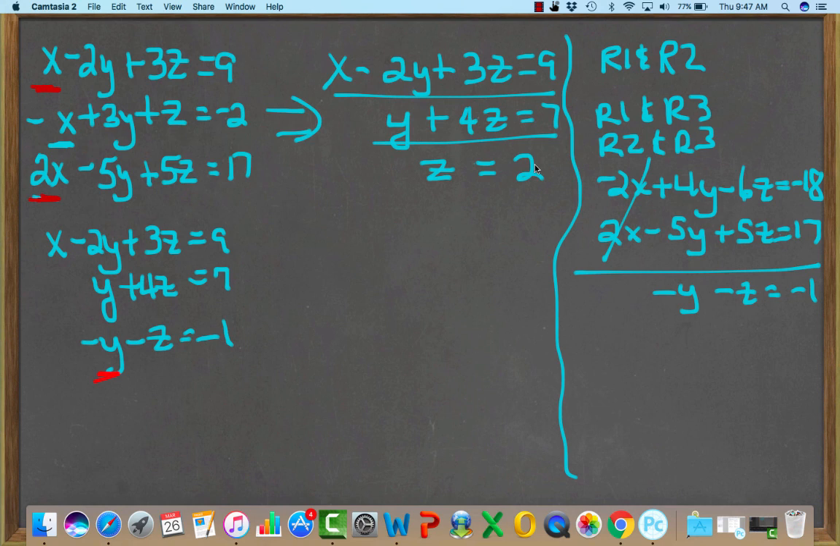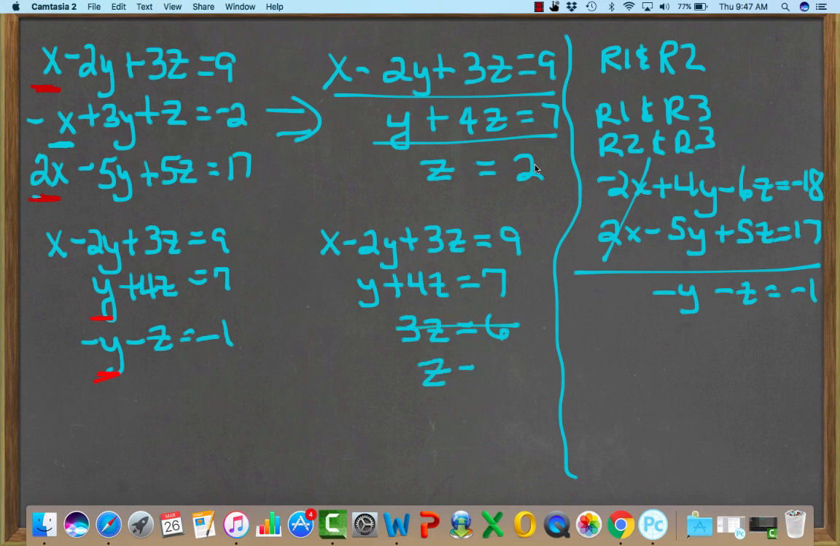So I'm going to go ahead and keep my first two equations, and this should end up being my final system of equations before I would back substitute. So I'm going to keep row 1 and row 2. And then if I add row 2 and row 3, I'm going to get 0. And then I get 3z equals 6. Well, from there, we can see that if I divide that bottom equation by 3, I'm actually going to get z equals 2.